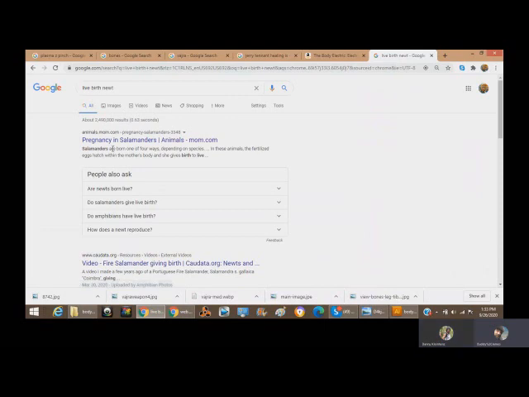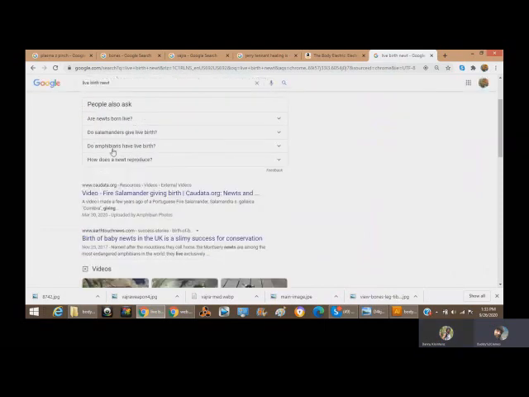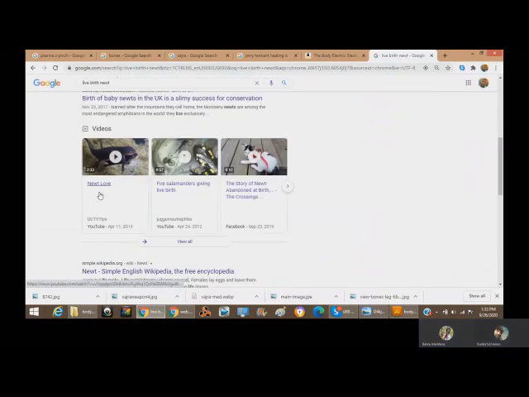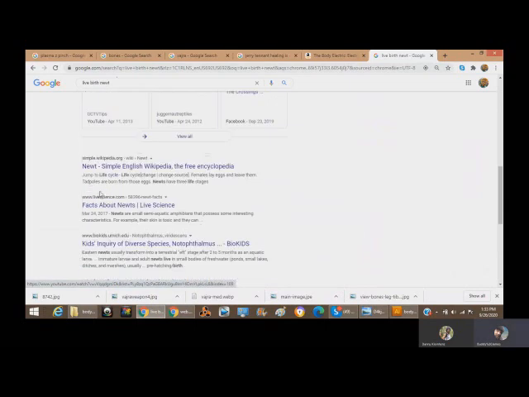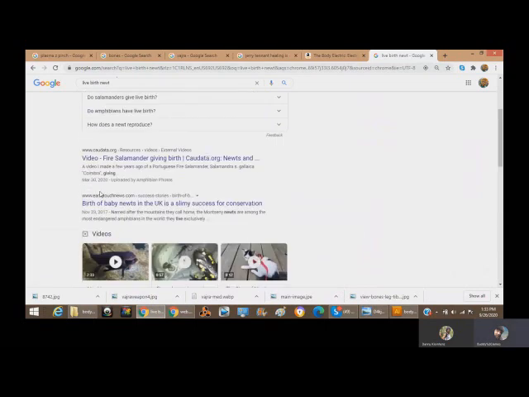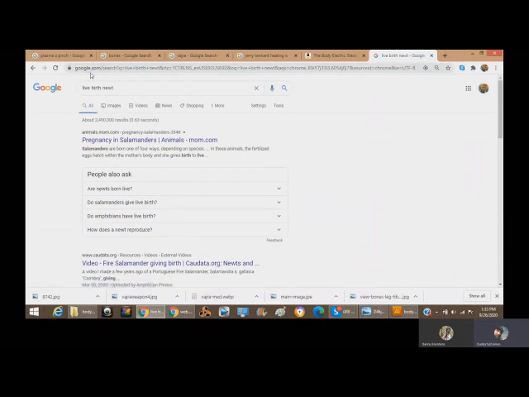Pregnancy and salamander. Are newts born live? Birth of baby newt. Okay, facts about newts. I don't know, maybe I didn't type in the right thing.